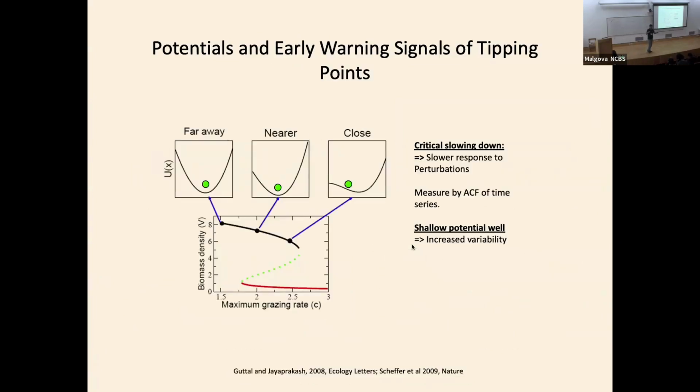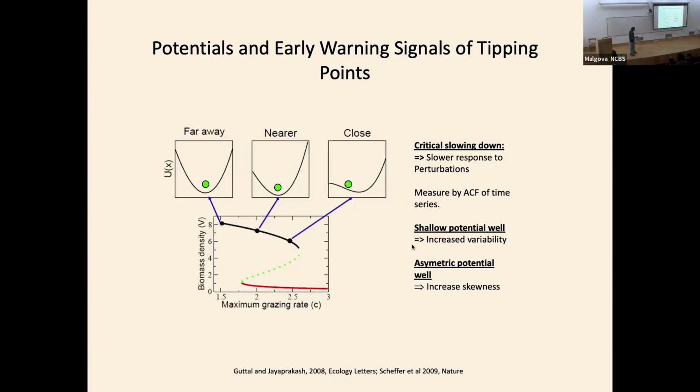In fact, there are ways to analyze time series, and you can measure the return rates from the time series data. You can measure that by the autocorrelation function, if you are familiar with it. You measure the autocorrelation function, and then you can extract this coefficient alpha. You find that as you go closer, you will have a slower response to perturbation. You will also have an increased variability, as all of you said. You can also have increased skewed fluctuations.